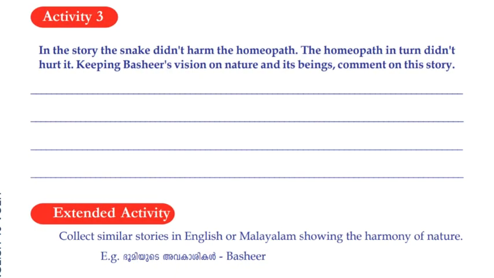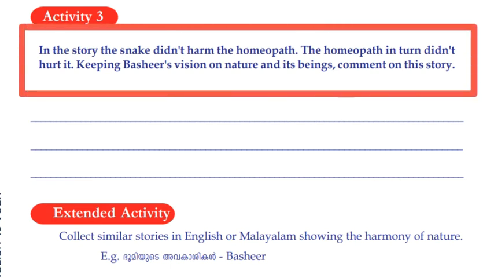Move to the next activity, Activity 3. Read the question. In the story, the snake didn't harm the homeopath. The homeopath in turn didn't hurt it, keeping with Basheer's vision of nature and its beings. Comment on this story. Basheer was a nature lover. We have to write a paragraph about Basheer's vision of nature and its beings based on the story The Snake and the Mirror. We are going to make a short paragraph.